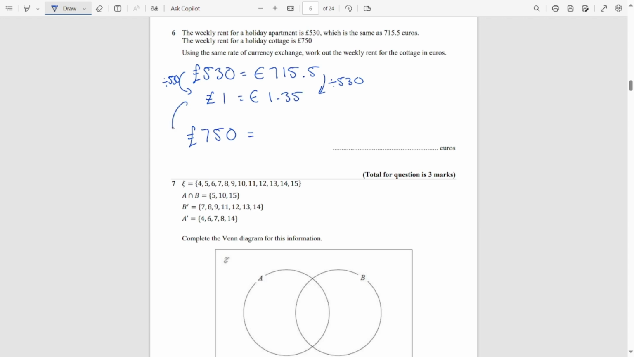And now we build up. So I didn't actually want £1, I want 750. So what are we going to do now? We're going to multiply by 750. So I multiply this side by 750. And so 1.35 times 750 is 1,012.5 euros.